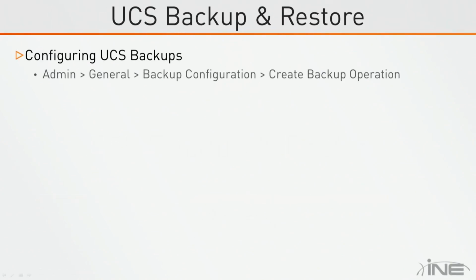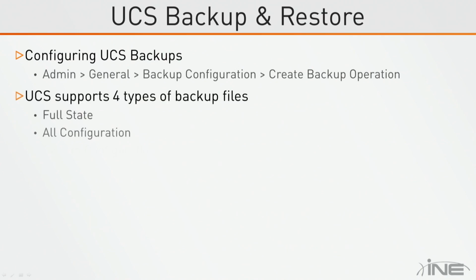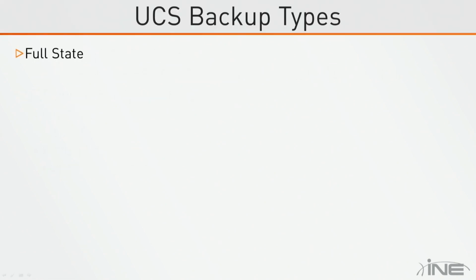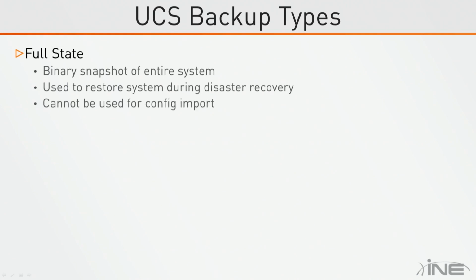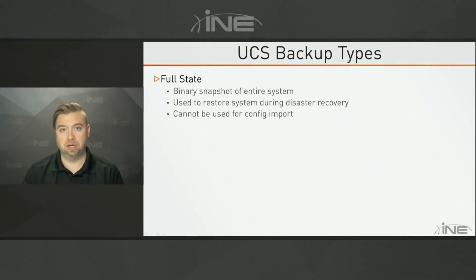Now, specifically from the UCS Manager, UCS backups are going to be under Admin, General, and then Backup Configuration, and we'll see that there are 4 different types of backup files that we can create, the first of which is the full state. Full state is a binary file that is only used during disaster recovery.